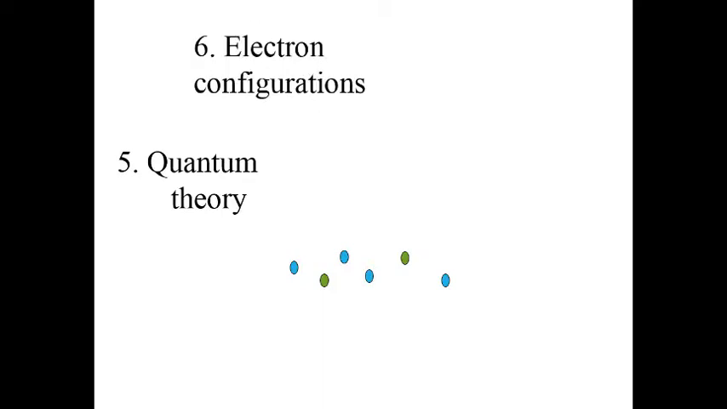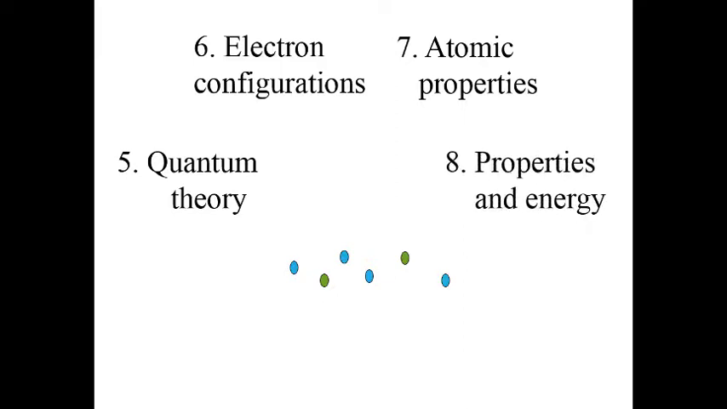We'll spend the next 4 modules focusing on atoms. In Module 5, we'll introduce the language and tools of modern atomic theory, called quantum theory. In Module 6, we'll use electron configurations as a shorthand way to characterize where the electrons are in an atom. In the 7th module, we'll look at some of the atomic properties that depend on where the electrons are. In Module 8, we'll review the properties of atoms by relating them back to energy.